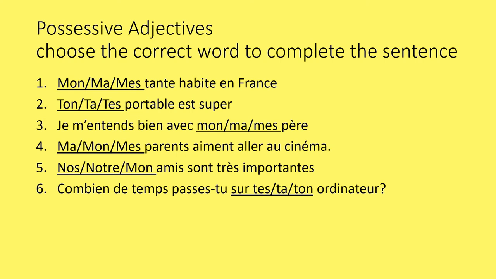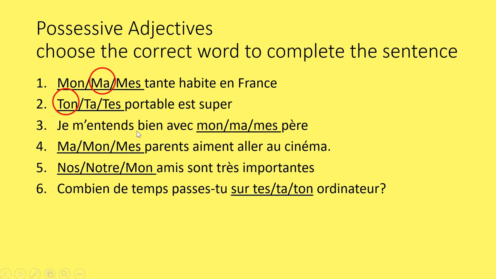Okay, so number one, we have the three words for my, mon, ma, mes. I'm talking about my tante, so that's my aunt, therefore she's a woman, so it needs to be ma. My aunt lives in France, habite en France. I do not have habiter, because that would be my aunt to live in France. Habiter is in the he, she form. Your phone is, we use super a lot in French, your phone is great. So portable, hopefully you know, is a masculine word. Although it ends in an E, because it is a modern word, it hasn't been around that long, modern words tend to be considered always masculine.